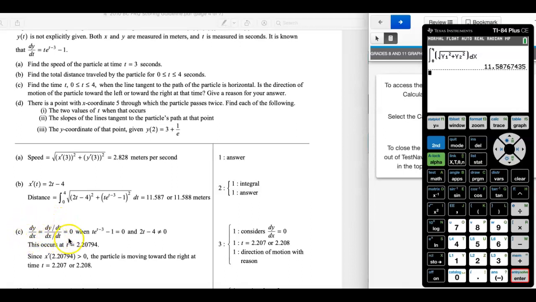This is necessary for any kind of points on this particular problem. You must have this statement down. Otherwise, you're not showing the reader what you're actually trying to find.